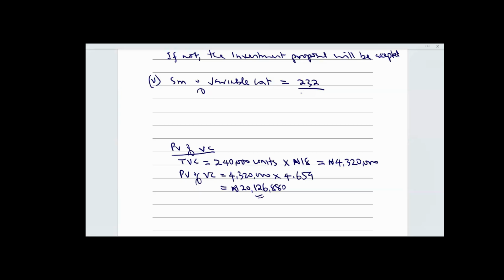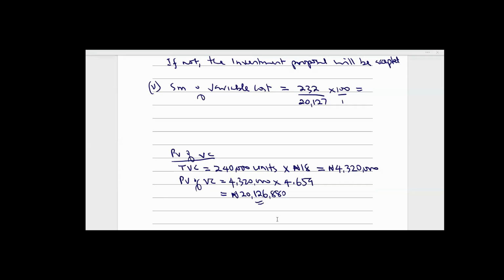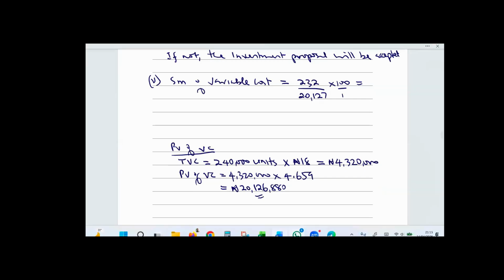So I will then come here, 20,127. Our figures are in thousands. So here will be 232 divided by 2127. Yes, 2127. That's 1.2%.